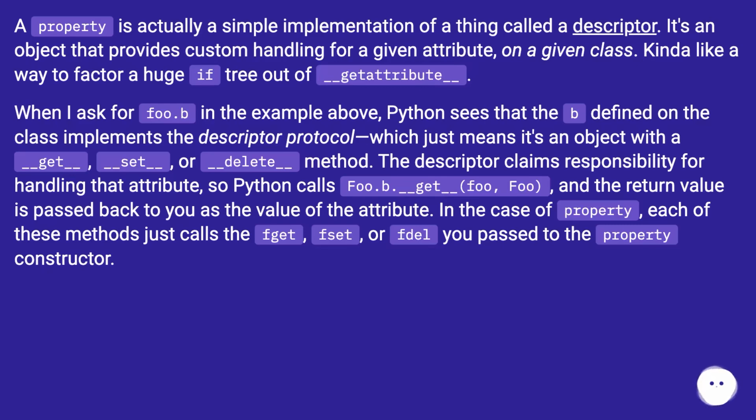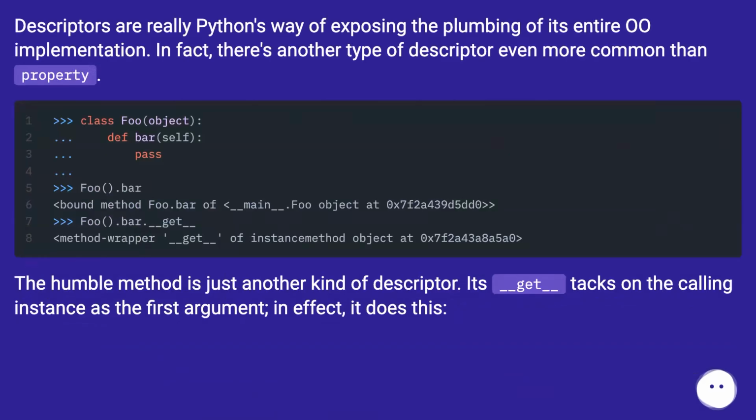The descriptor claims responsibility for handling that attribute, so Python calls foo.b.__get__(foo), and the return value is passed back to you as the value of the attribute. In the case of property, each of these methods just calls the fget, fset, or fdel passed to the property constructor. Descriptors are really Python's way of exposing the plumbing of its entire OO implementation. In fact, there's another type of descriptor even more common than property.